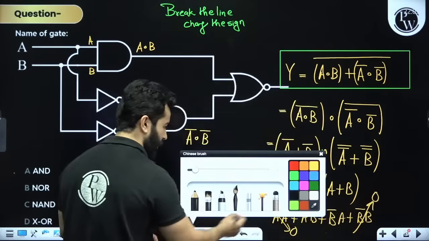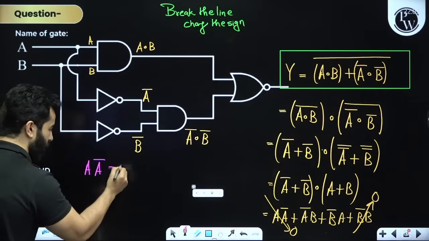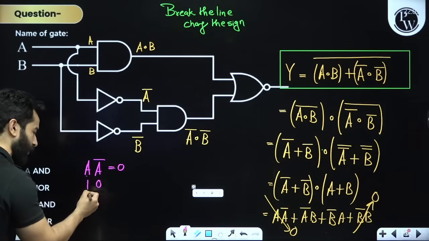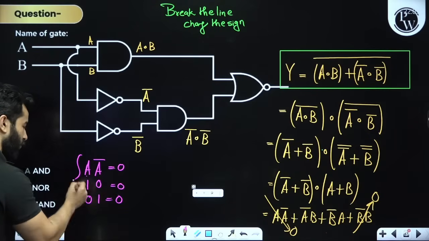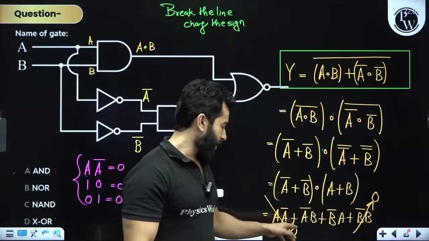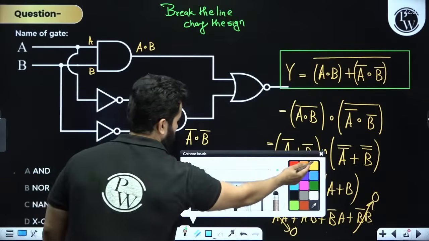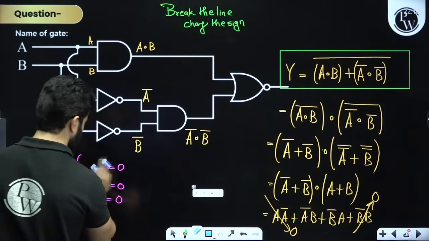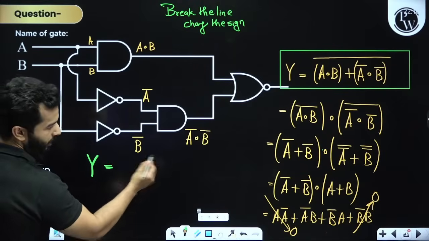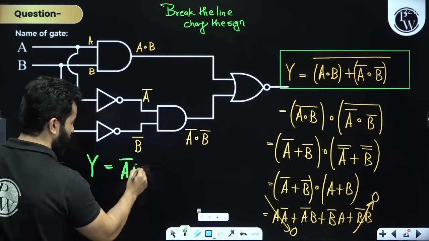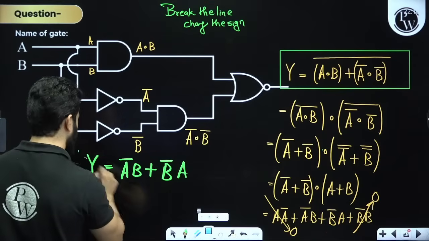My dear friends, please see another rule for you. A dot A bar is always 0. Why? Because let's suppose A is 1, this will become 0. 1 dot 0 is 0. If let's suppose this is 0, this will become 1, this will become 0. Got it? So A into A bar is 0, B into B bar is 0. Finally your answer is Y equals to A bar B plus B bar A, and this is actually XOR gate.